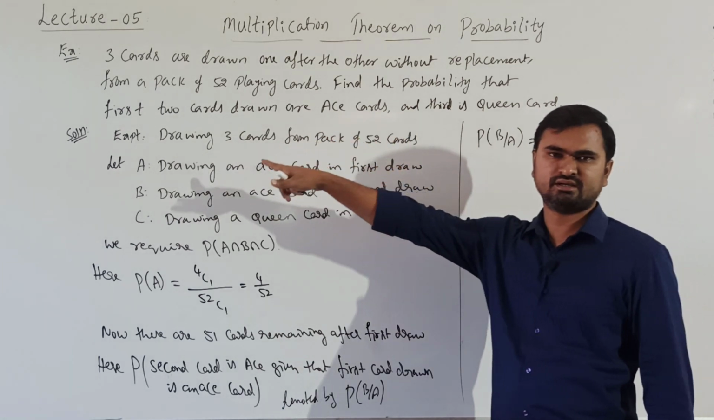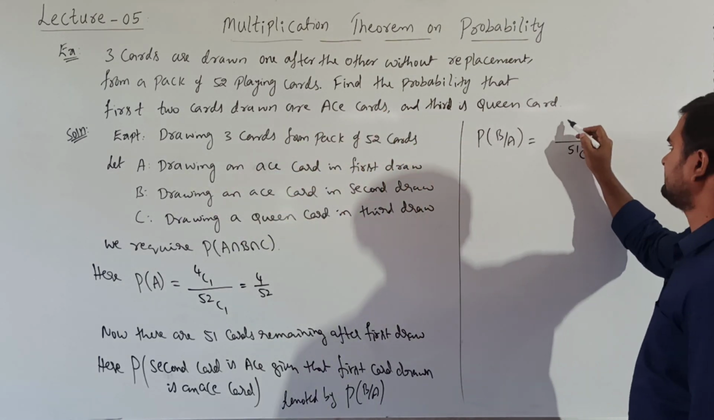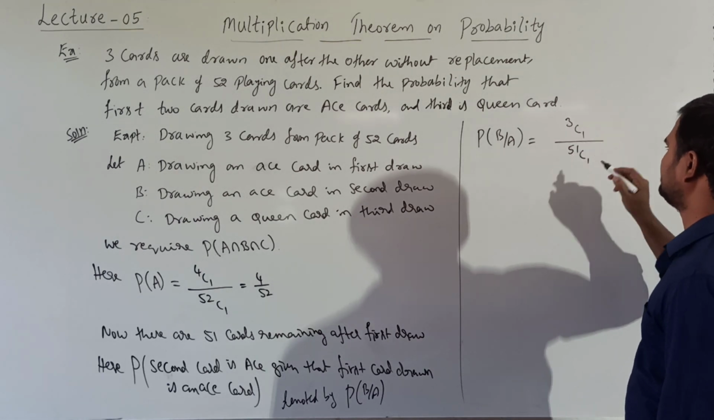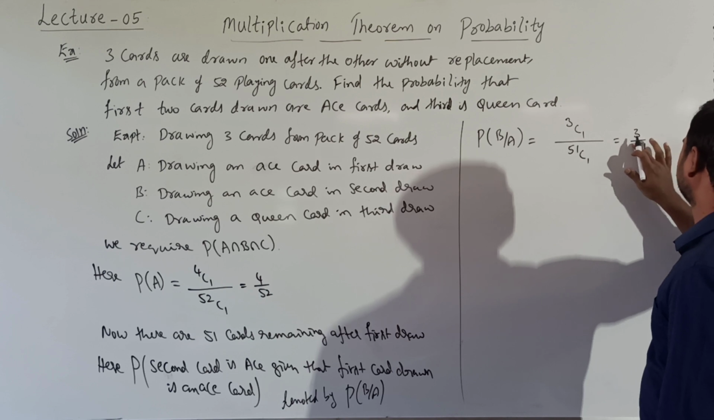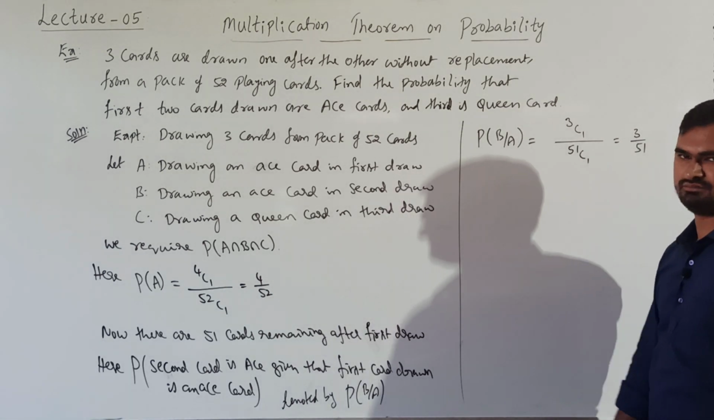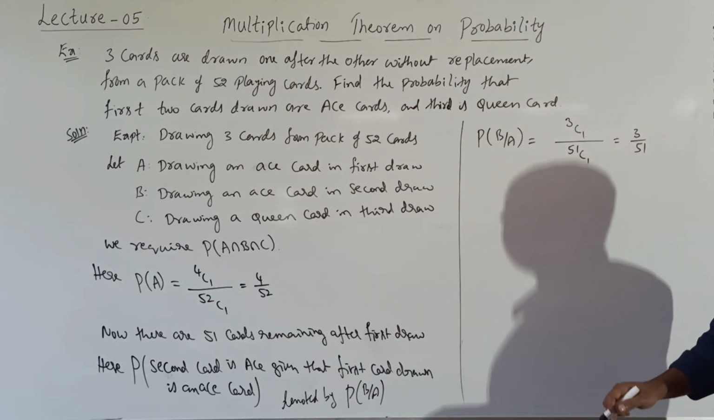In that, how many are ace cards now? One card is already drawn. Now remaining are 3 ace cards. In those 3 we are drawing one now. So it is 3C1. So it is 3 by 51. Simplification you can do later. So P of B given A is 3 by 51.